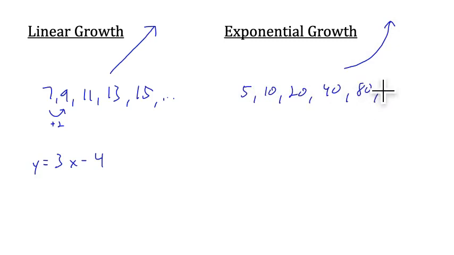This pattern is doubling each time, so we're multiplying by 2 each time. And we notice each time it's growing by more and more. We're adding 5, then adding 10, then adding 20, then adding 40. There's an equation showing exponential growth, and we notice that x is in the exponent.